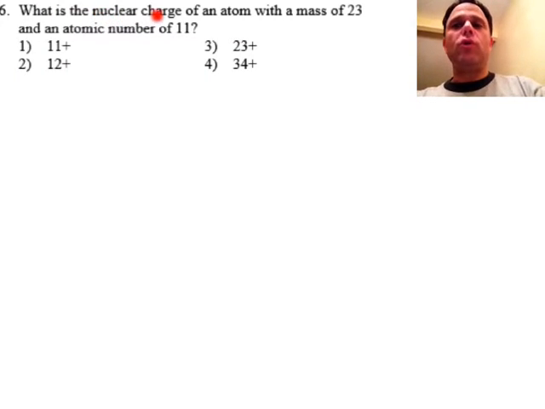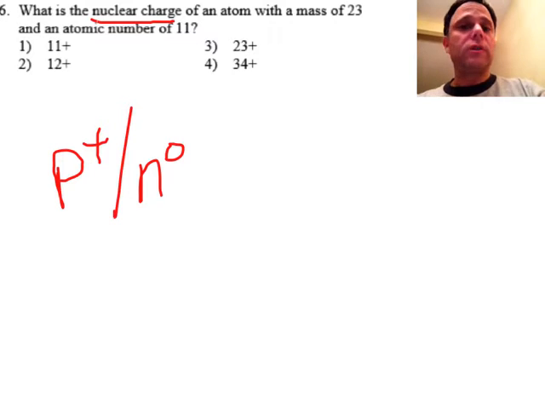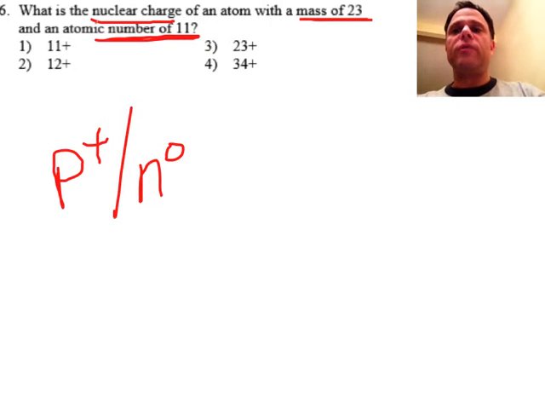Number 6. What is the nuclear charge of an atom with a mass of 23 and an atomic number of 11? First thing I notice is it says nuclear charge. So what is in the nucleus? In the nucleus lies protons and neutrons. Are we talking about electrons? Absolutely not. Only the charge from the nucleus. So what can we pull from this? It says an atom with a mass of 23 and an atomic number of 11.